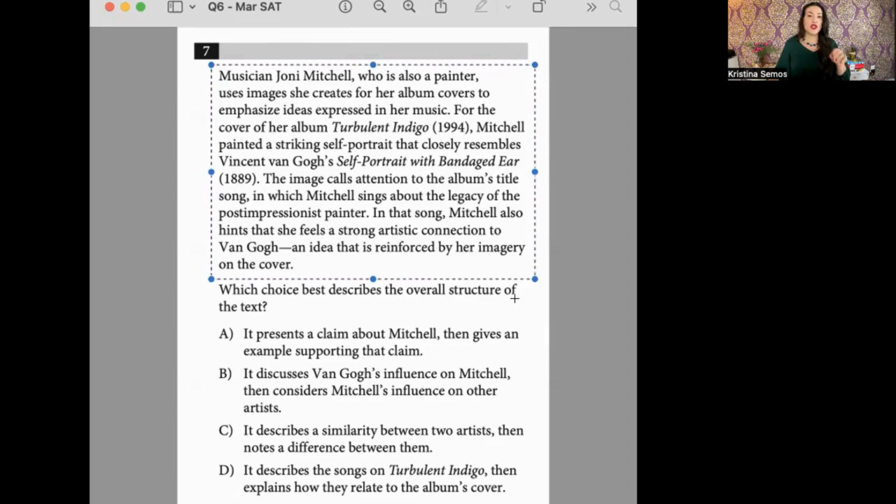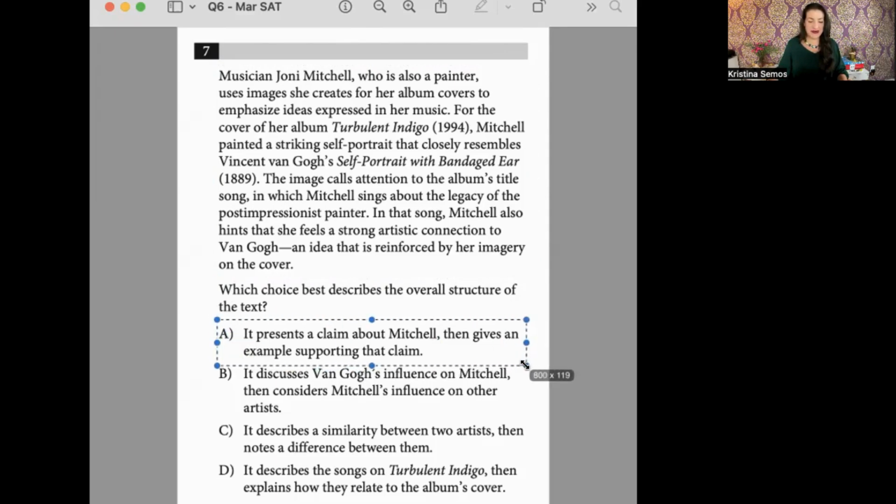Cool. So the structure of this means don't get too hung up on words about Van Gogh, ear, painting. It's got to be something like there was a general idea, and then we had an example that illustrated the main idea. It's got to be vague terms like that. So don't get put off if you don't see exact words from the text in the answer choices. Okay. So let's look at them.